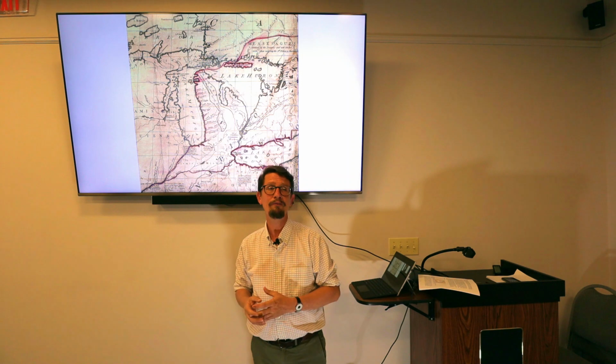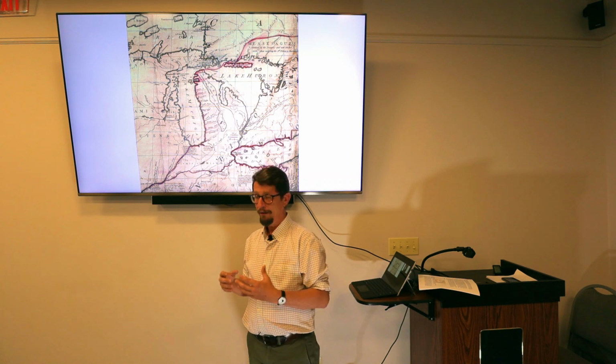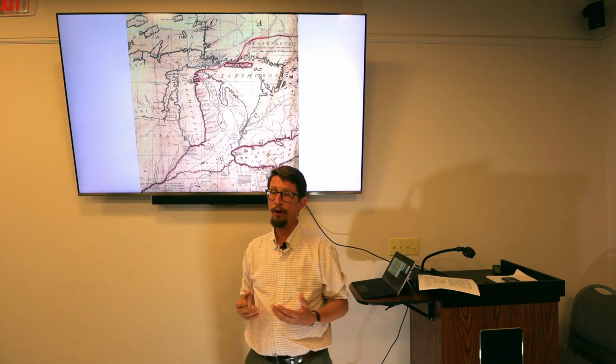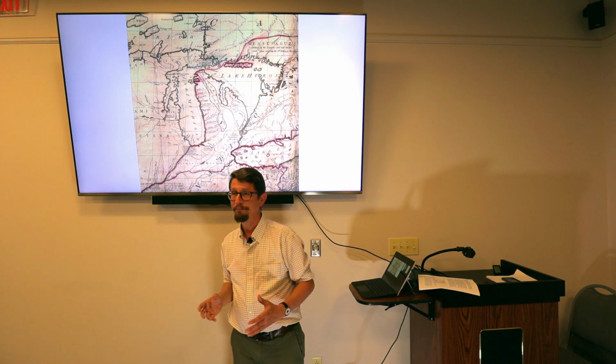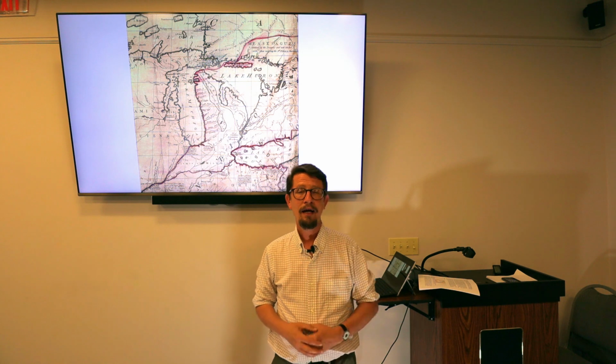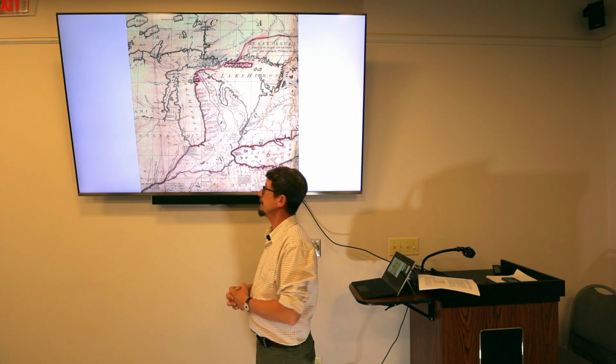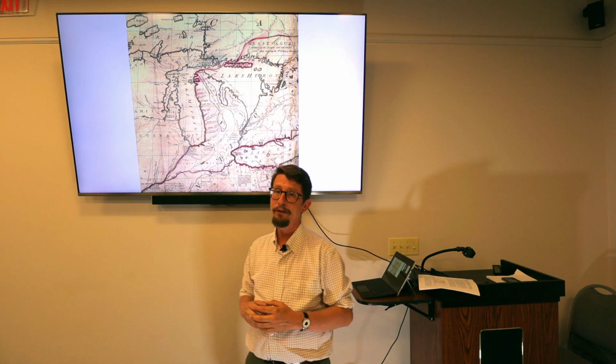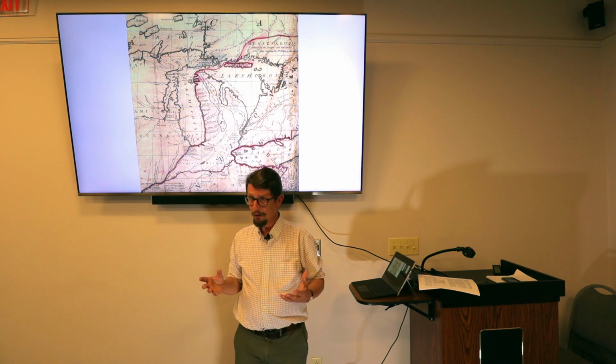So Congress resolved that there would be a survey of the border in 1812. Well, what happens? War breaks out between Britain and the United States. It lasts till 1817, and the survey is abandoned. So in 1817, they decided that they're going to start the survey again.